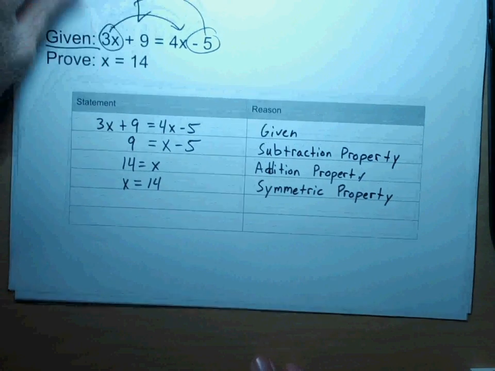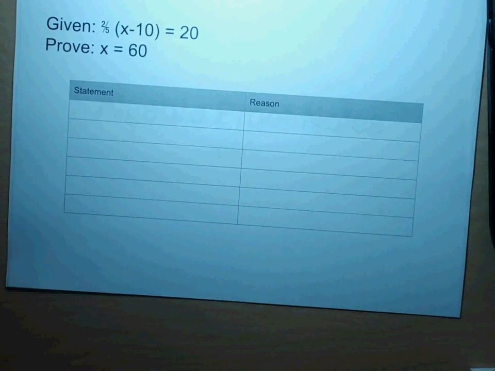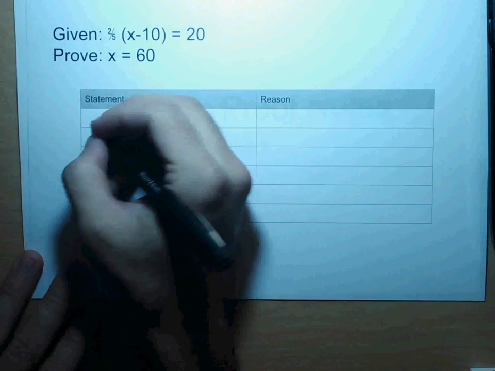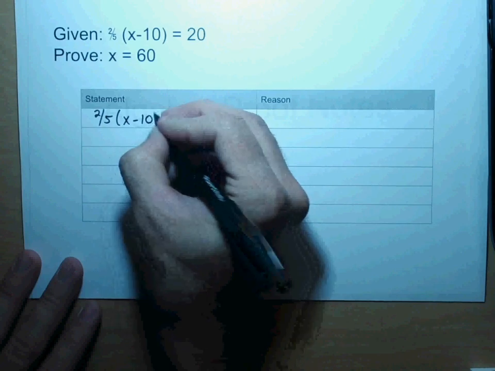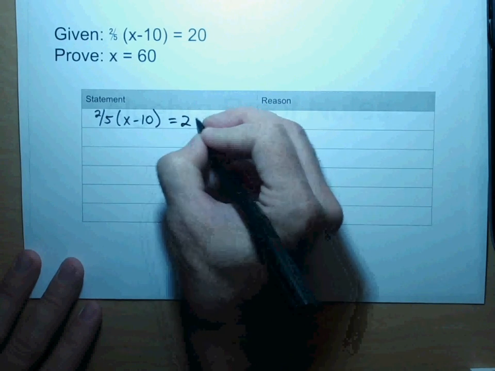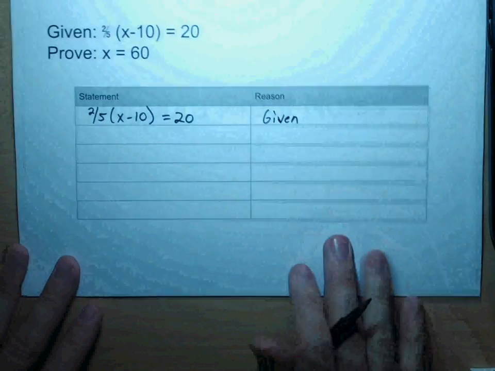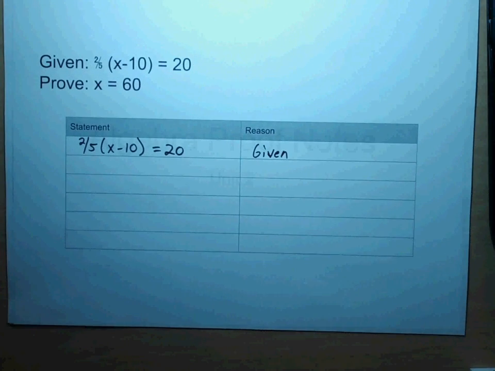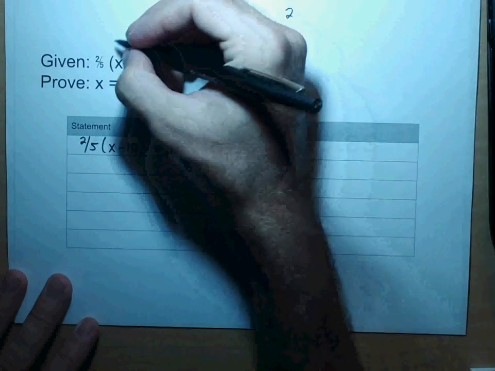Alright. And I think we have one more. Alright, first one. You write it out. 2/5 parentheses x minus 10 close parentheses equals 20. That would be our given. What's our first step in this problem? Distribute. Yeah, we're going to distribute the 2/5, which is going to give us, I'm going to do the math to the side.